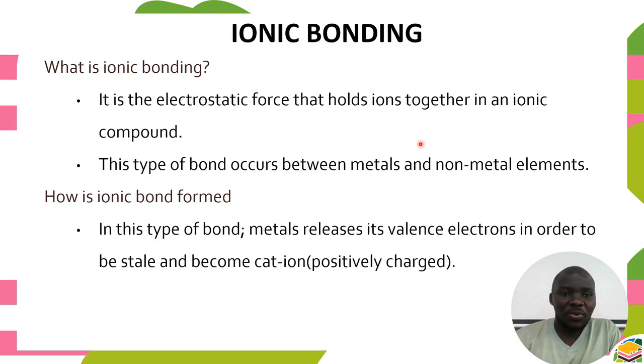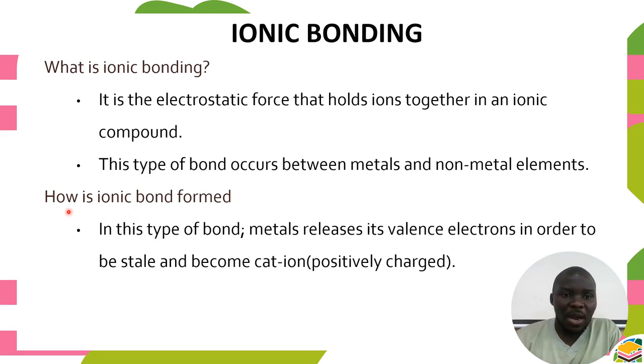An ion is a charged atom. When an atom is charged, it becomes an ion. How is an atom charged? After losing or gaining electrons. So this type of bond, the ionic bond, occurs between metals and non-metal elements. An ionic bond can only occur when a metal and non-metal element join together.